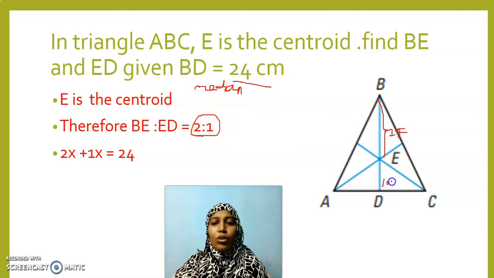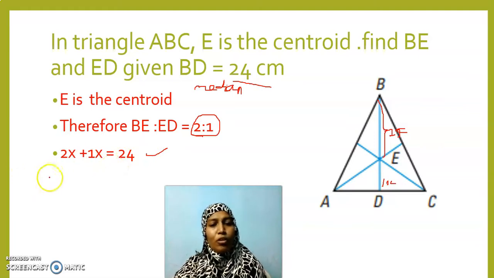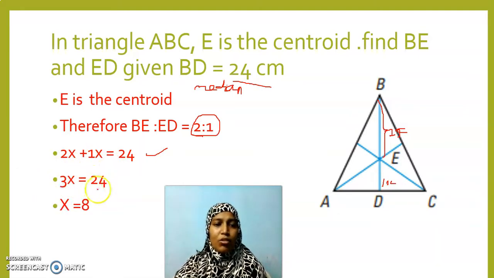So the whole length is 24. So I can say 2x plus 1x is equal to 24. That is how I got this equation. Now you know to simplify this equation. 2x plus 1x is 3x, equal to 24. And when this 3 comes to this side, it goes in the denominator, division. So 3 times 8 is 24. So we got the value of x to be 8.